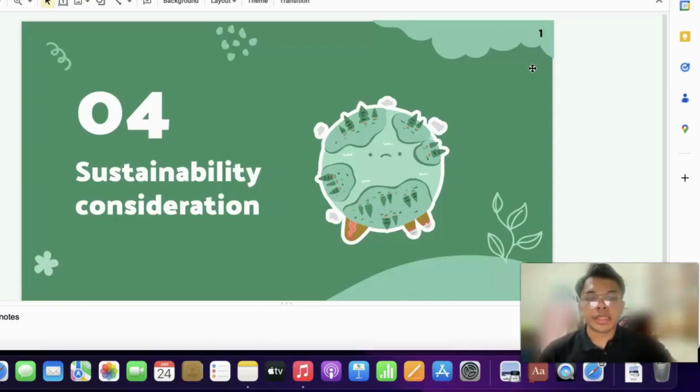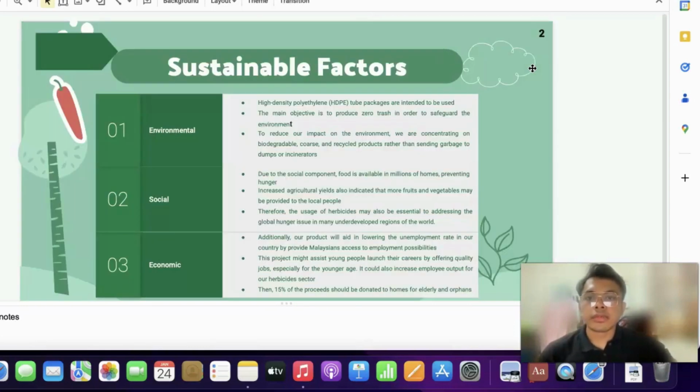The last part is regarding sustainability consideration, the sustainability factor. When producing the herbicide, there are 3 factors that we consider, which are environmental, social, and economic. To summarize, our packaging will use high-density polyethylene, HDPE, which is biodegradable packaging to produce zero trash, thus reducing impact on the environment. We also plan towards zero hunger as stated in SDG 17 to provide the local population with good agricultural outcome when using our herbicide, and we also open job vacancies to the local population to sell our product, which at the same time can decrease the unemployment rate in Malaysia and can help increase the economy in Malaysia.